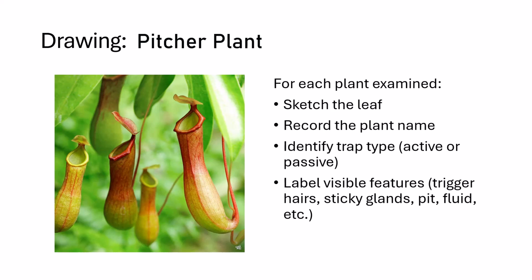This is the pitcher plant. Notice how the pitcher is an extension of the green leaves where it is connected by a tendril. In your lab notebook, sketch the modified leaf and label the name of the plant, whether the trap is active or passive, and key structural features involved in prey capture and digestion. Pause the video to sketch the plant.